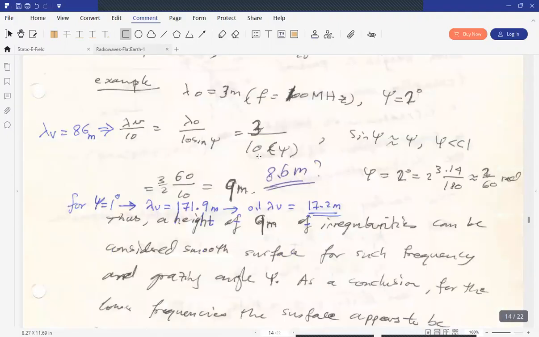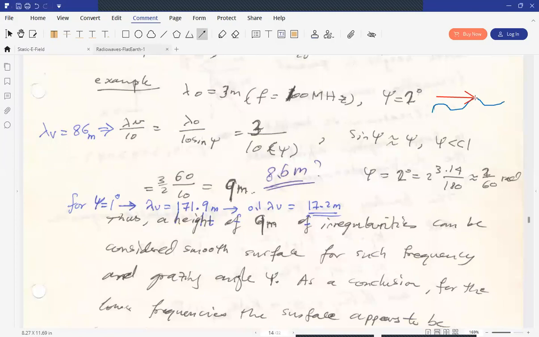Okay, this is an example. The frequency is 100 megahertz, so the wavelength is 3 meters, lambda equal c over f. The angle is 2 degrees. The angle is like this. This is the earth surface, for example, like this. And this is 2 degrees, means that the angle is like this.